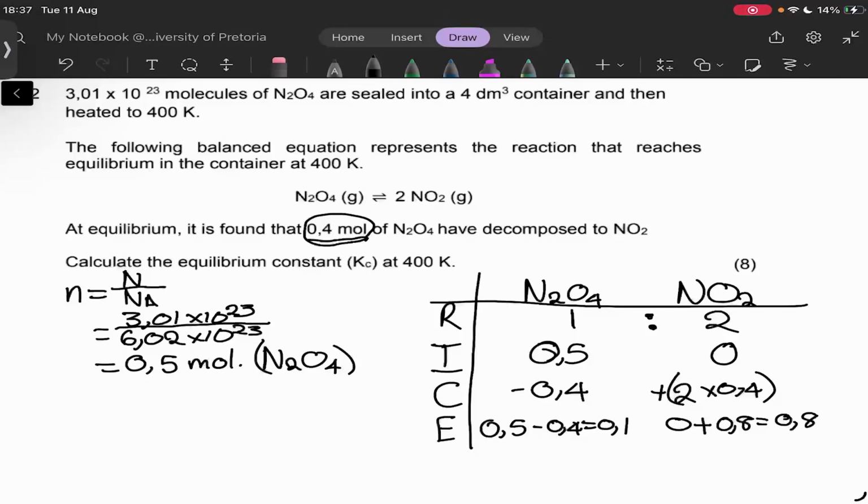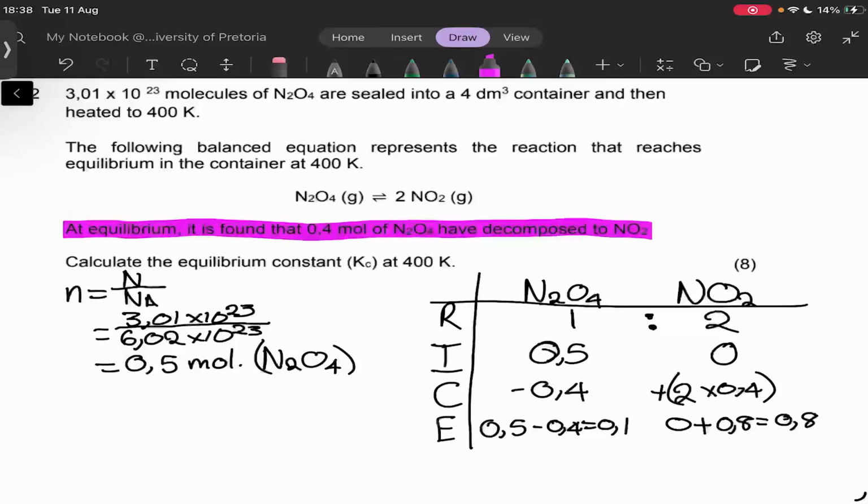We have a question. Why is 0.4 negative? It's negative because of the statement right here. At equilibrium, it is found that 0.4 moles of N2O4 have decomposed. So 0.4 moles of N2O4 have decomposed. They're telling us that's how much of it decomposed. And if they say it decomposed, it reacted to become this over there. Are you good on that? Can I see a thumbs up?